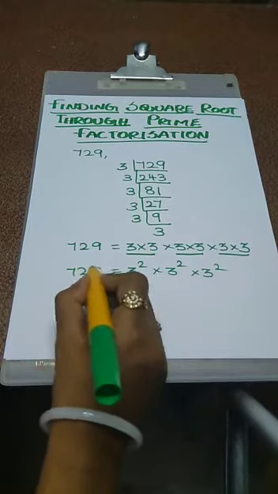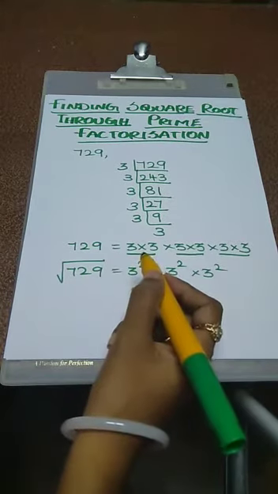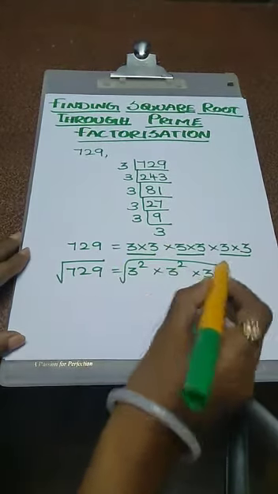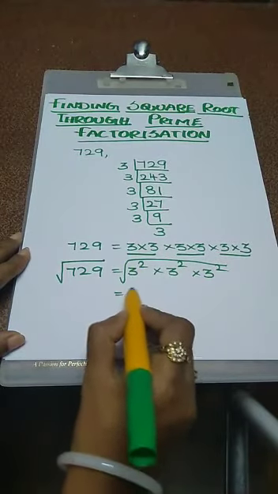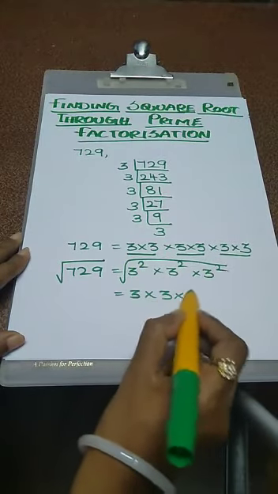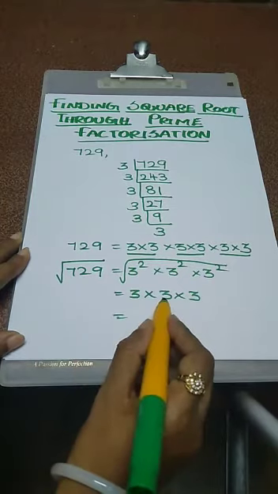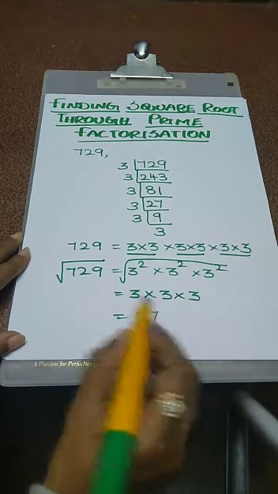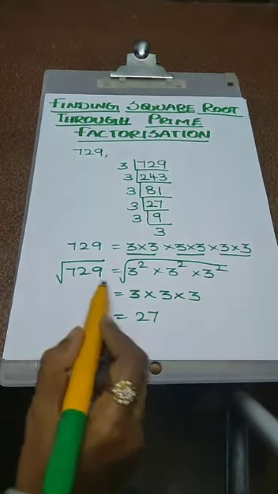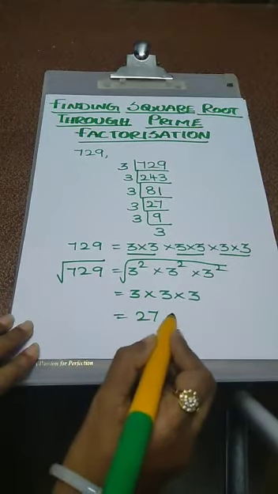Now we calculate the square root of 729. So taking square root on both sides. Now easily we select one value from each pair. So 3 into 3 into 3. So 3 3s are 9, 9 3s are 27. So the square root of 729 is 27. This is also one easy method.